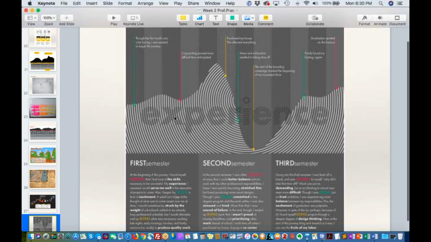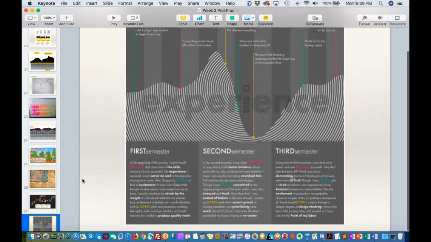And instead of being really square with everything boxed out, they instead wrote it in a paragraph form that talked about what they were thinking, feeling, and doing in each of the classes.